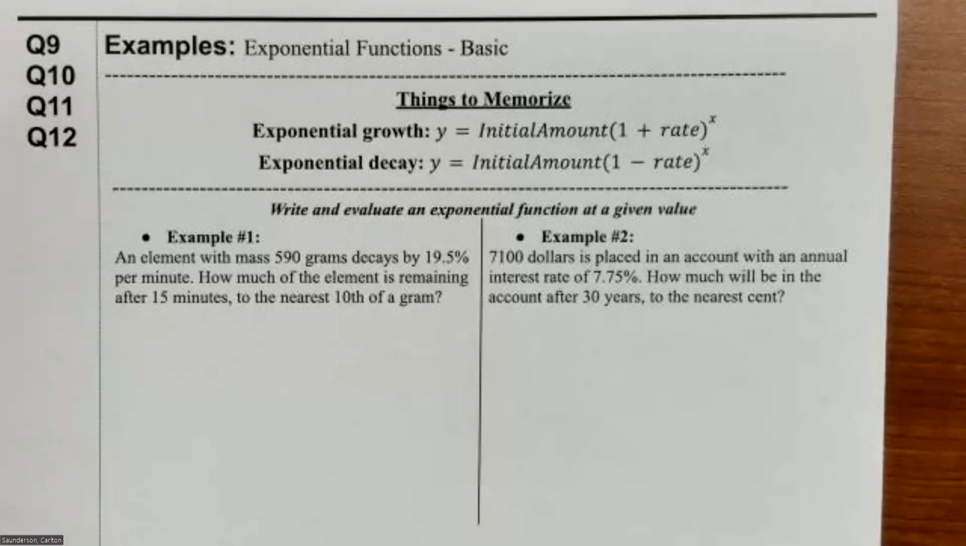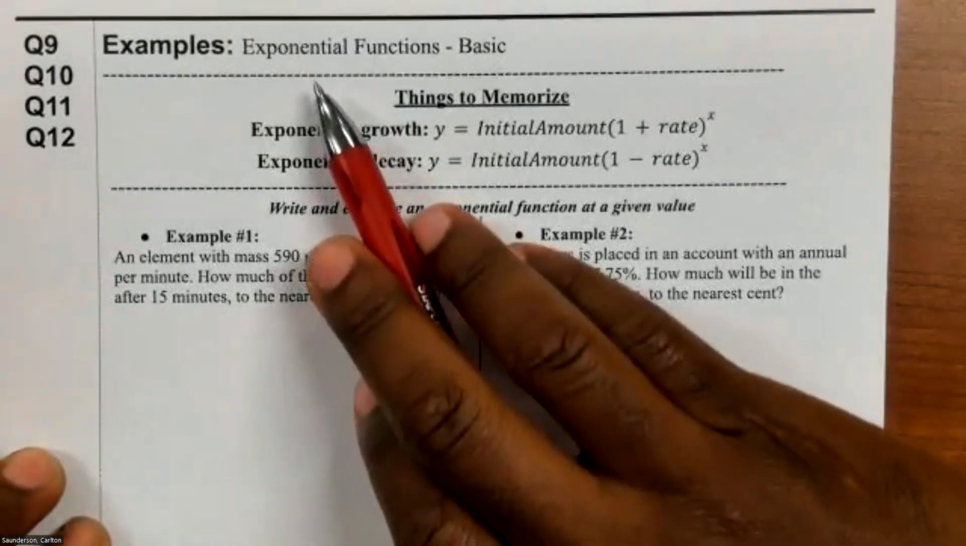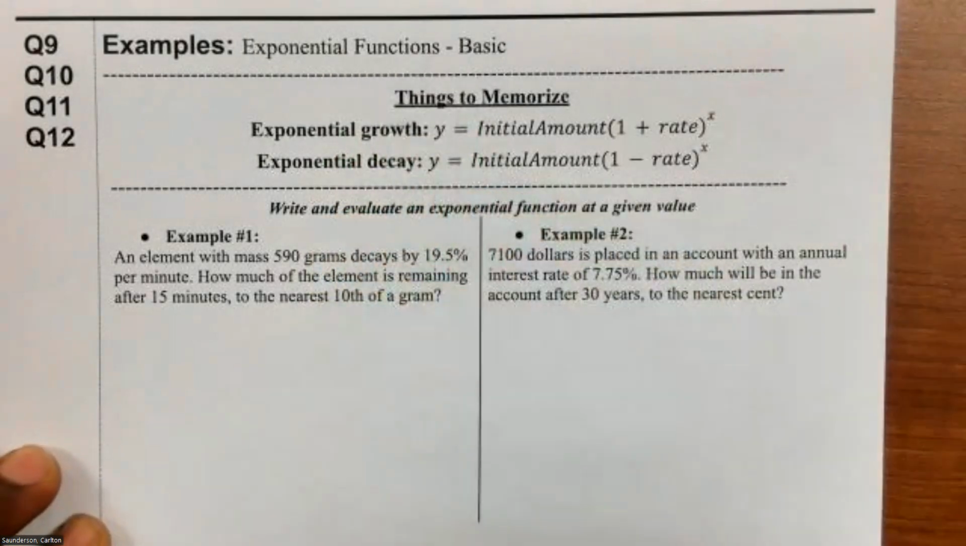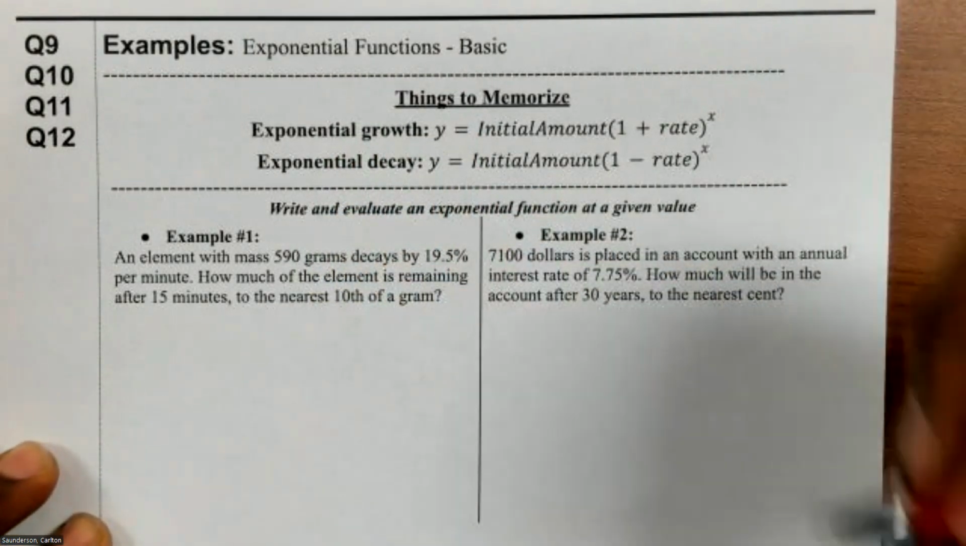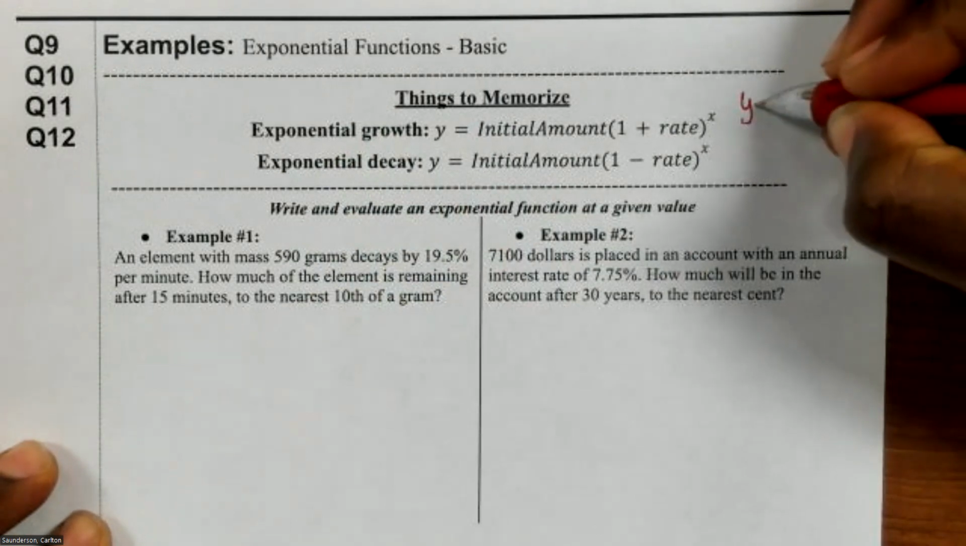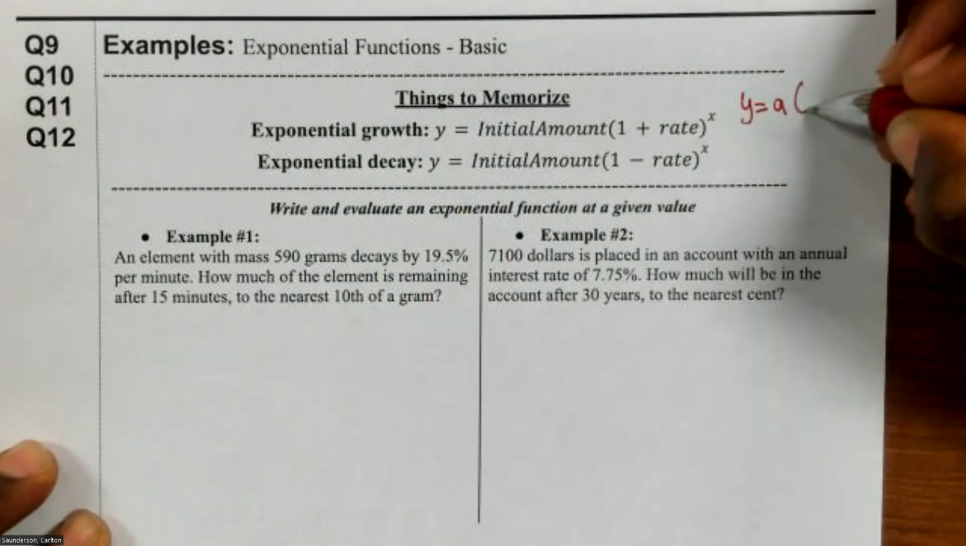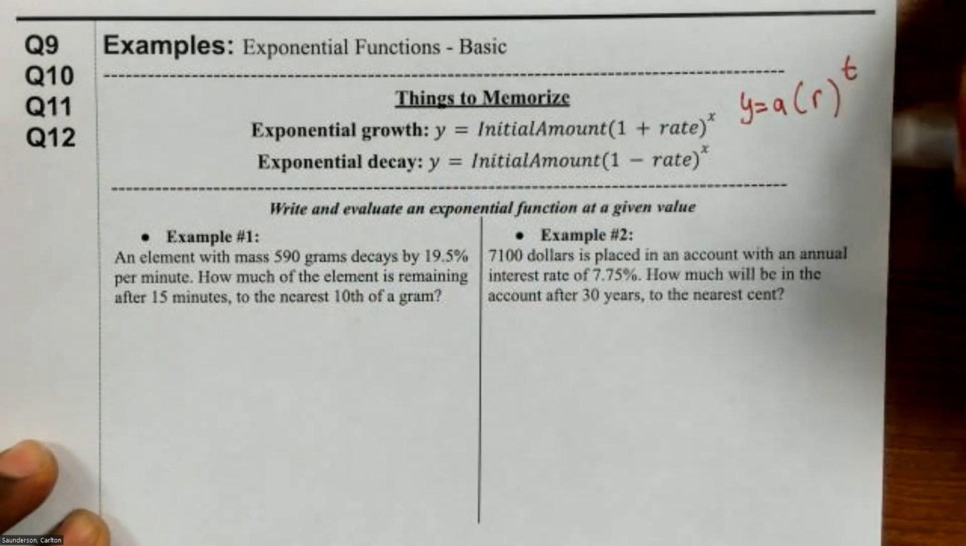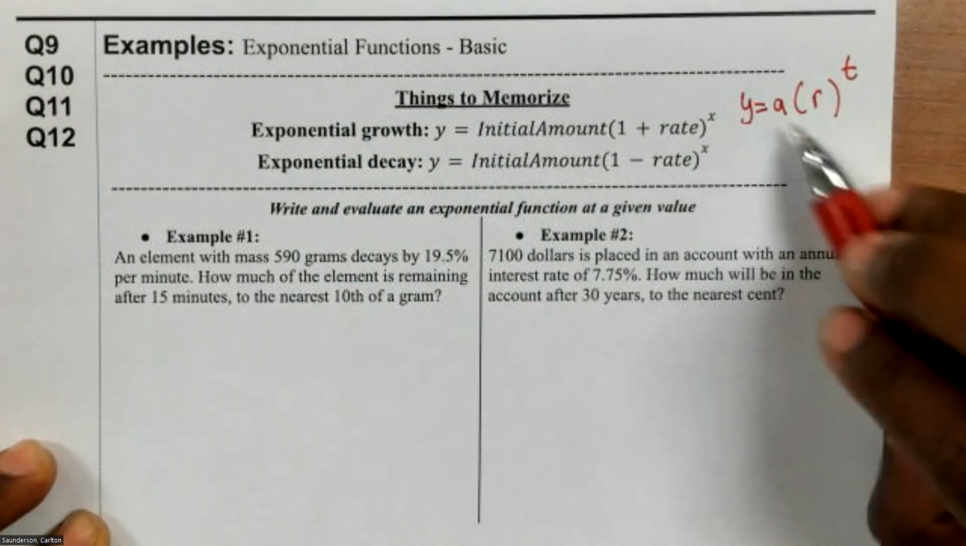Question number 9 to 12. All right. So we're going to be writing exponential functions. The general form for an exponential function is y equals a parentheses r to the exponent t. So y equals a r to the t.